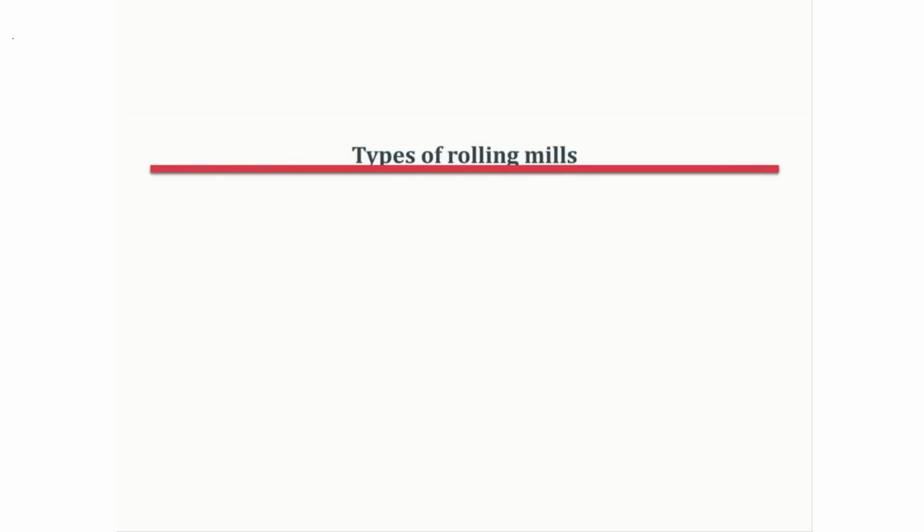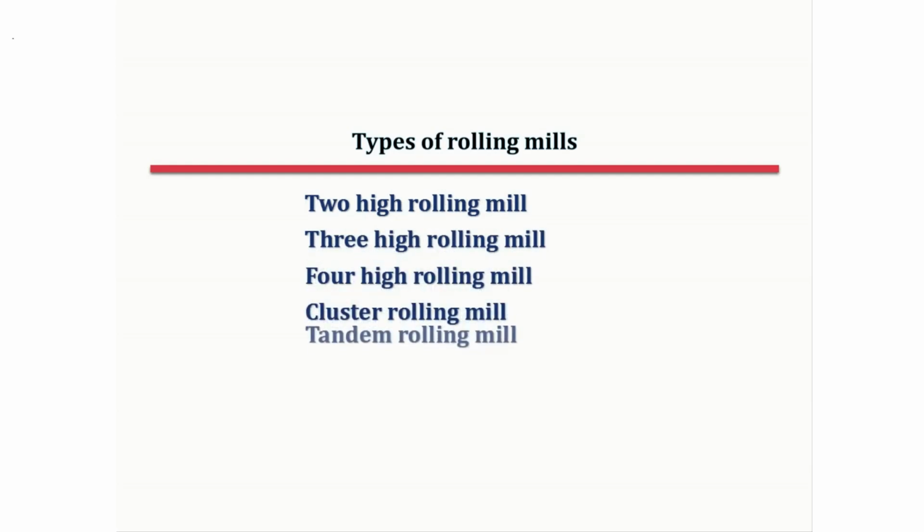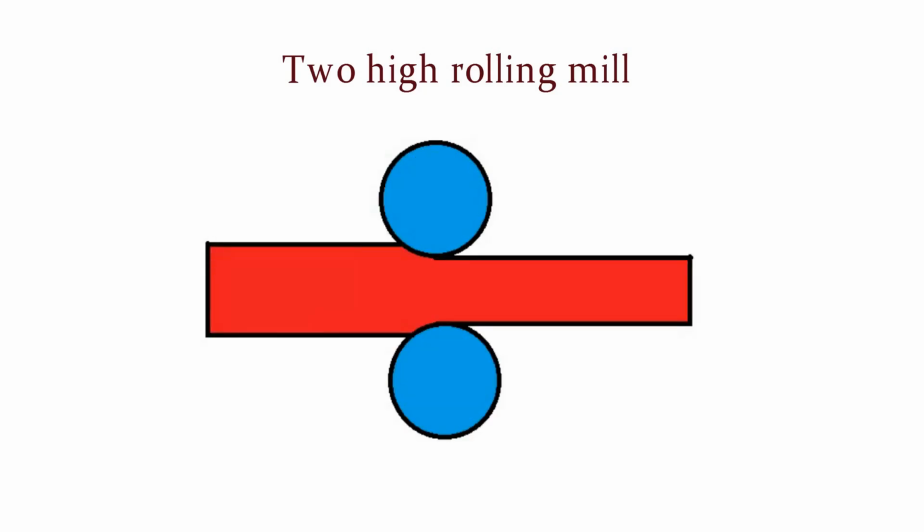Following are the different types of configurations used in rolling mills. First, 2 high rolling mill. Second, 3 high rolling mill. Third, 4 high rolling mill. Then cluster rolling mill, and last is tandem rolling mill. Let us discuss all the rolling mills one by one. First is 2 high rolling mill.